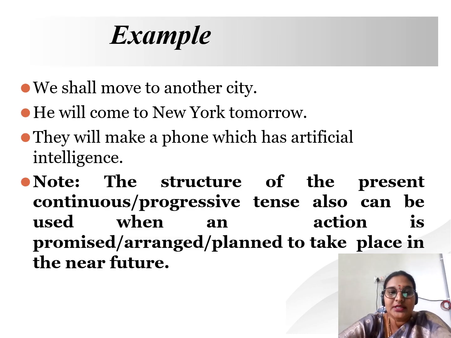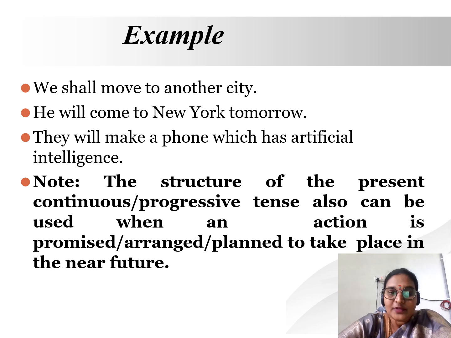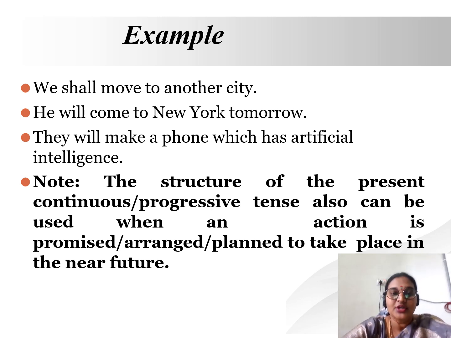And if you can see the examples over here, we shall move to another city. So this is an expectation that we are planning to move to another city, and this is going to happen in the future. Another sentence is he will come to New York tomorrow, and they will make a phone which has artificial intelligence. If you can see all these sentences, we are using promises or expectations that will be fulfilled in the future. So to represent these kind of situations, we can take the help of simple future.